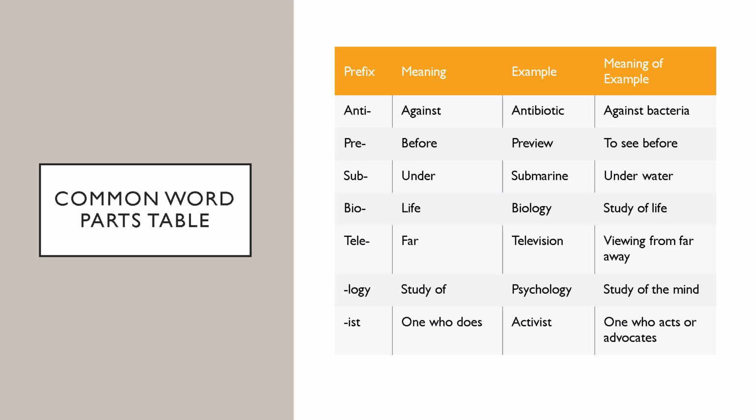Anti means against, like antibiotic means against bacteria. Pre means before, so preview means to see before. Sub means under, so submarine, underwater. Bio means life, so biology means the study of life. Tele means far, so television, viewing from far away. Logy, the study of. Psychology, study of the mind. And if I add ist to the end of the word, it means one who does. So activist means one who acts or advocates.